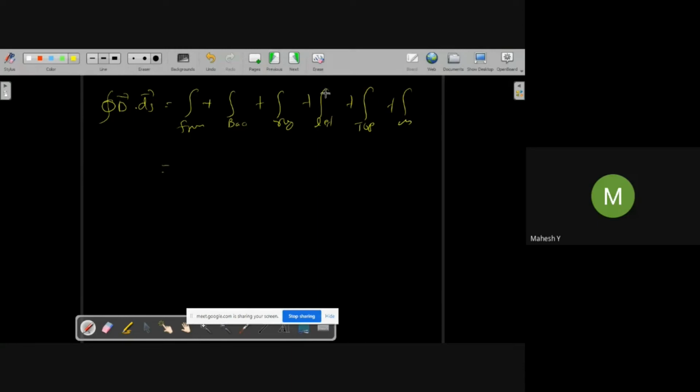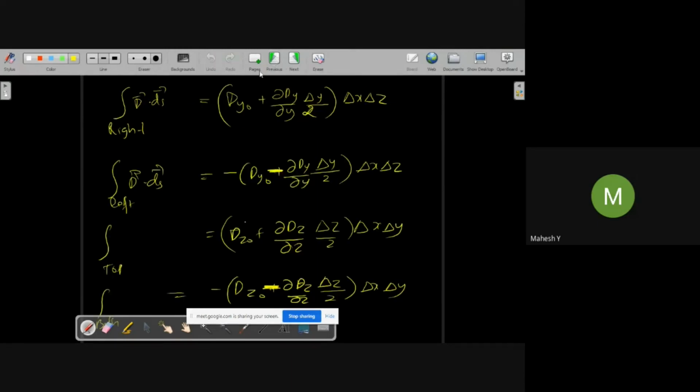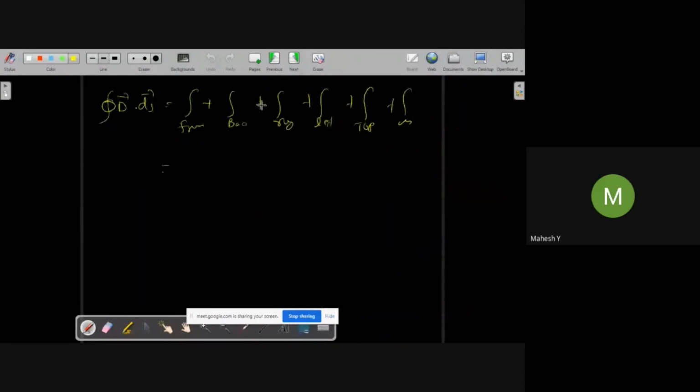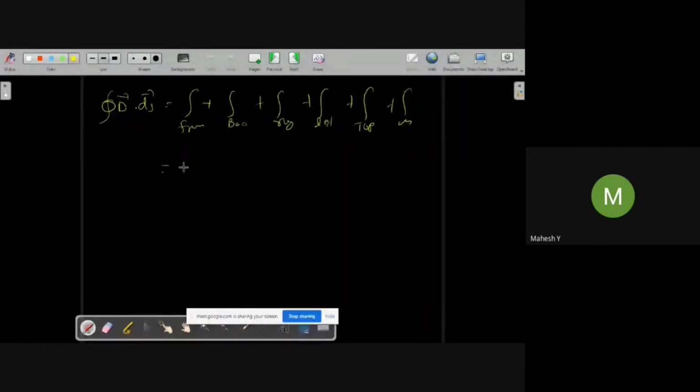So front plus back, if I add, I am getting ∂Dx/∂x Δy Δz by 2 plus same by 2. So half plus half will become 1 now. So these two make ∂Dx/∂x Δx Δy Δz.